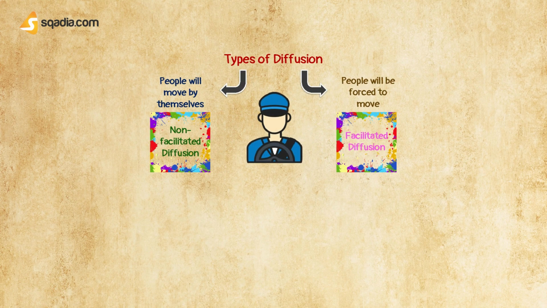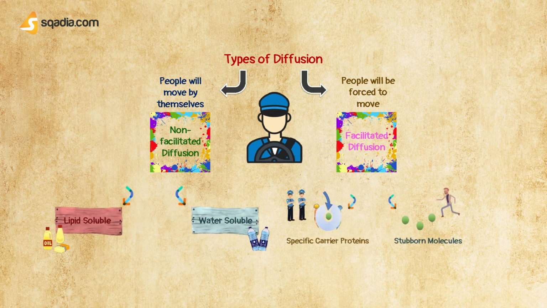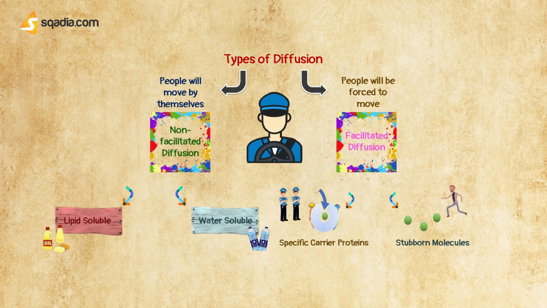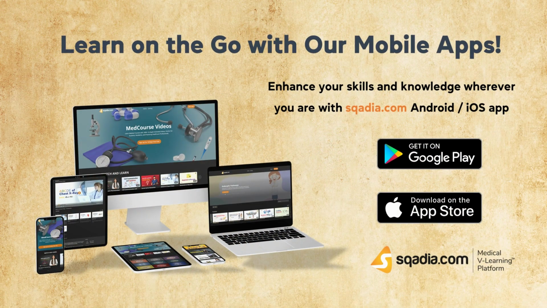We talked about diffusion and its types. We also talked about non-facilitated and facilitated diffusion. In this same series, we will be talking about one more way for the transport of substances through the cell membrane. Stay tuned and watch out!